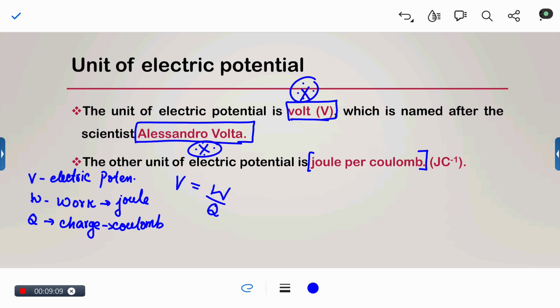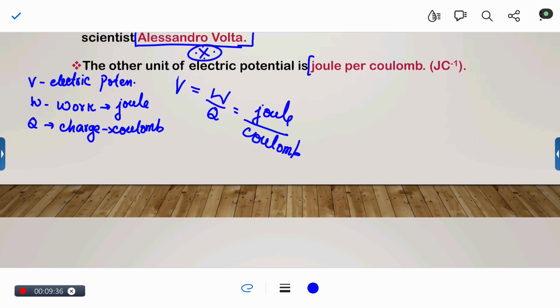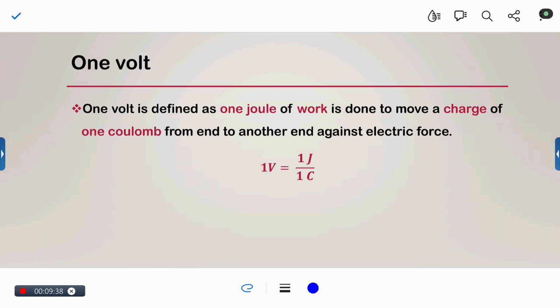So if you substitute here, instead of work you write joule, and for charge you write coulomb. You can pronounce it as joule per coulomb. If you write it in symbols, we can write it as J C power minus 1. So this is the other unit of electric potential: joule per coulomb.